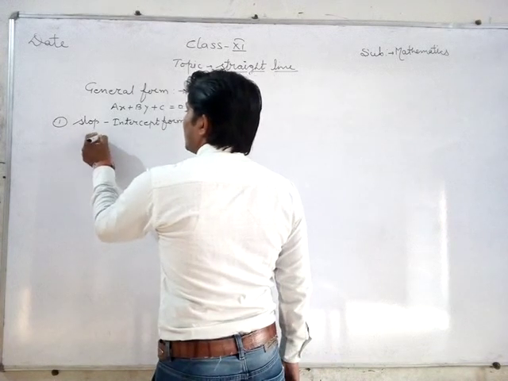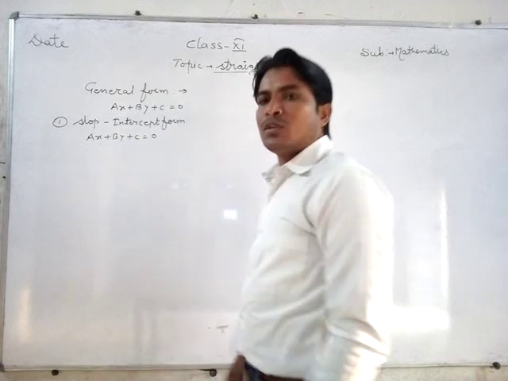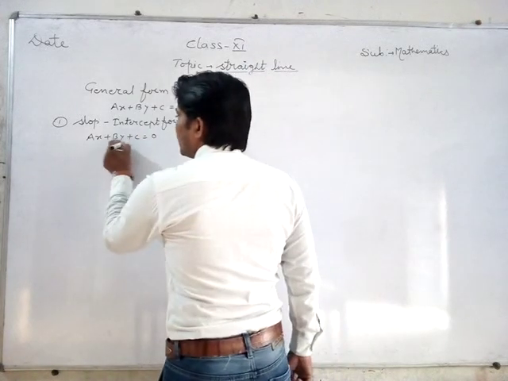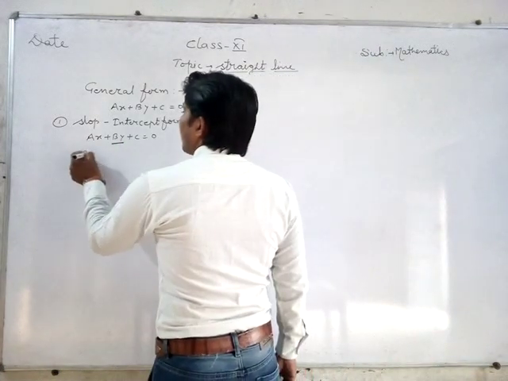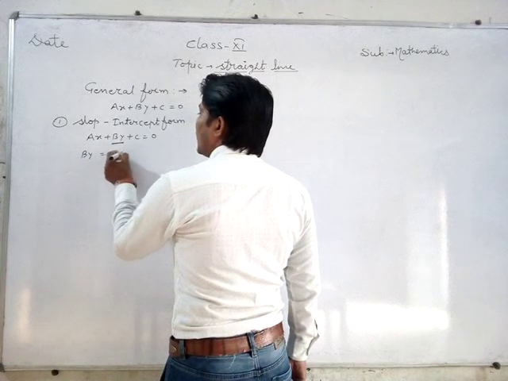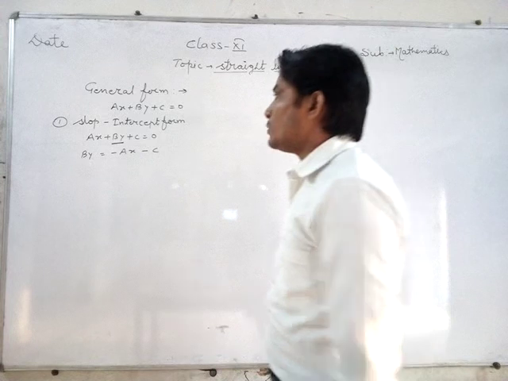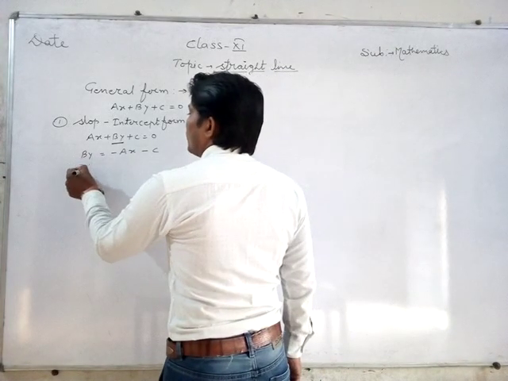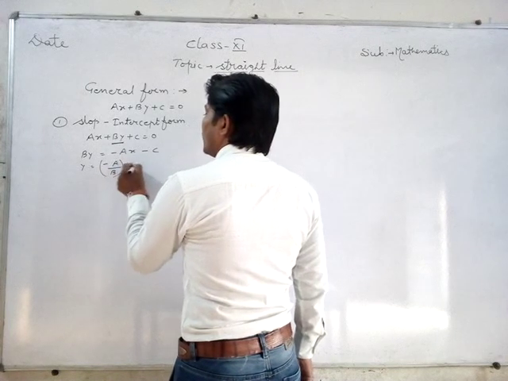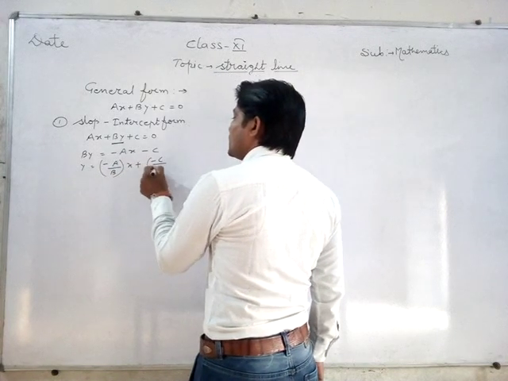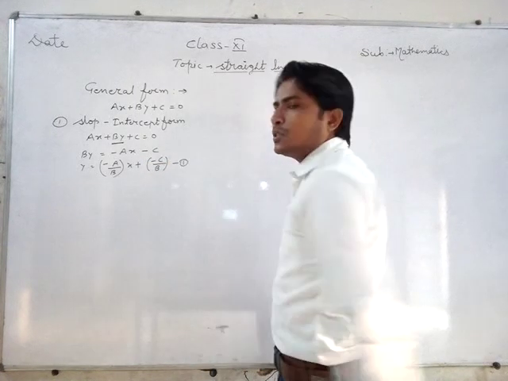Suppose our equation is given to you, ax plus by plus c equal to 0. First, keep by alone, transfer ax and c to the other side. So by equal to minus ax minus c, so y equal to minus a upon b into x plus minus c upon b. Suppose this is equation number one.